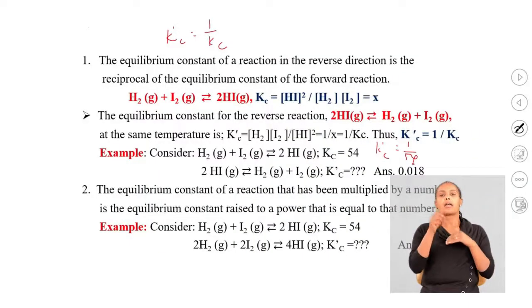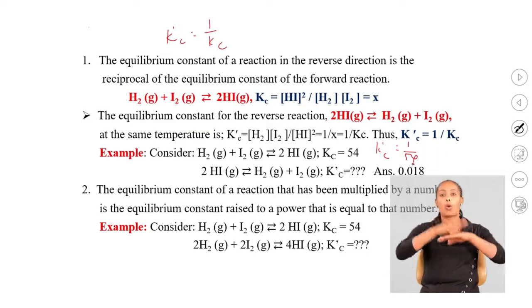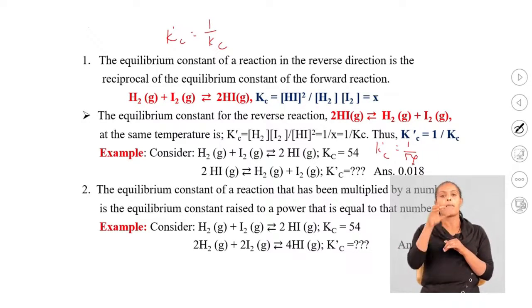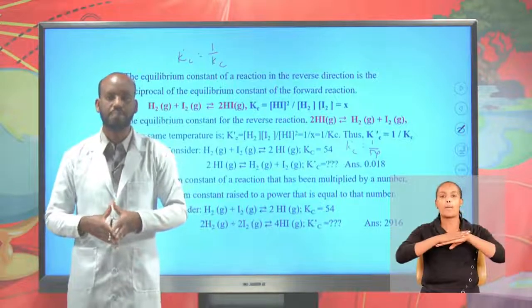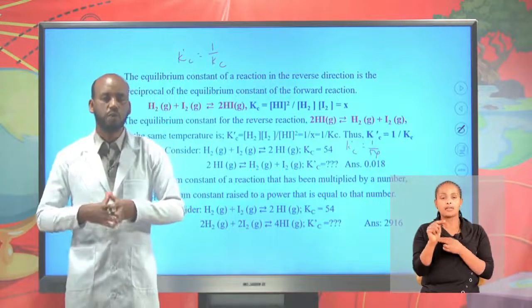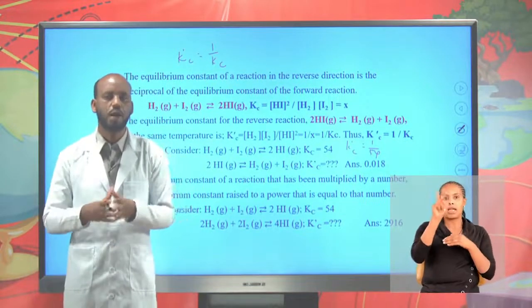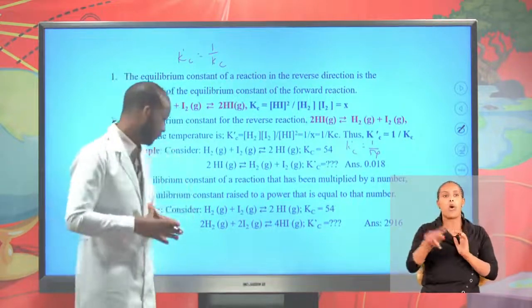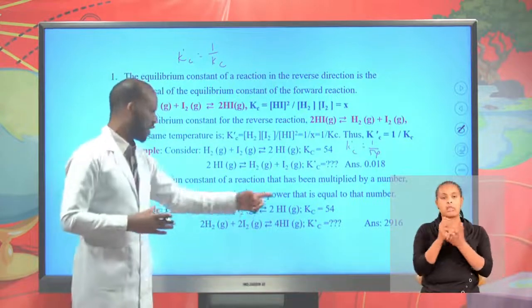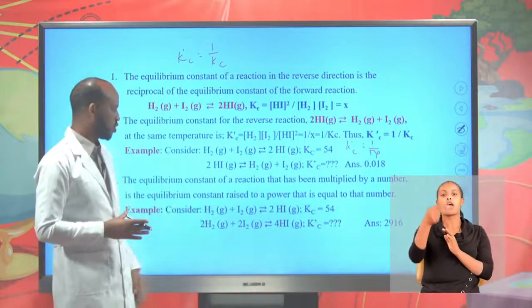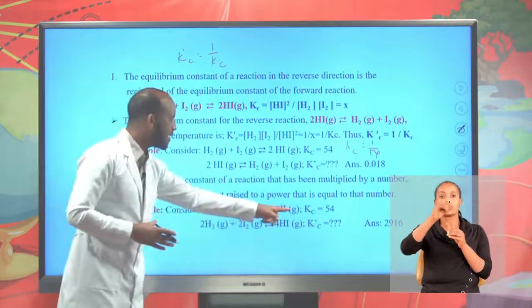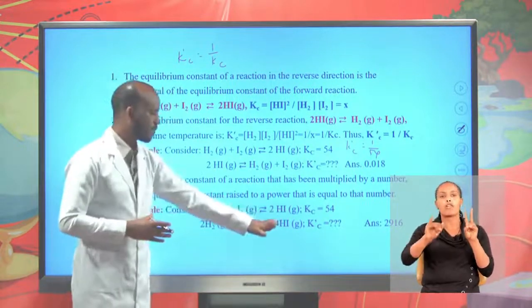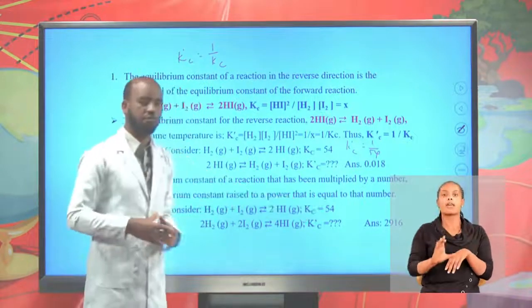The equilibrium constant of a reaction that has been multiplied by a number is the equilibrium constant raised to a power that equals the number. If a given equilibrium reaction is multiplied by n, then the new equilibrium constant K'c equals original equilibrium constant raised to the power n. You see? Take this as an example. Hydrogen gas plus I2 gas in equilibrium with 2HI gas. Original Kc, initial Kc, is 54.